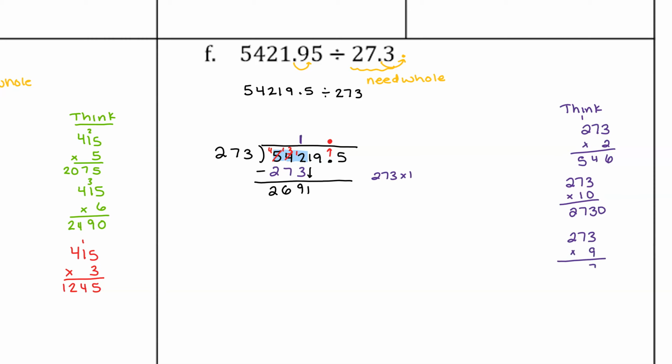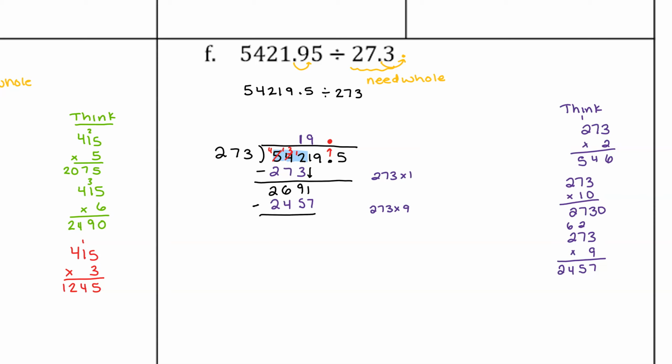9 times 3 is 27. 9 times 7 is 63, plus 2 is 65. 9 times 2 is 18, plus 6 is 24. Ooh, that's lower. So 273 times 9 is going to make 2,457. We'll put the 9 upstairs. We'll put the 2,457 downstairs, and we'll subtract.